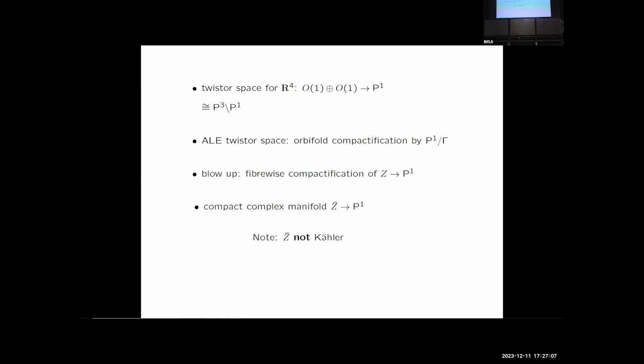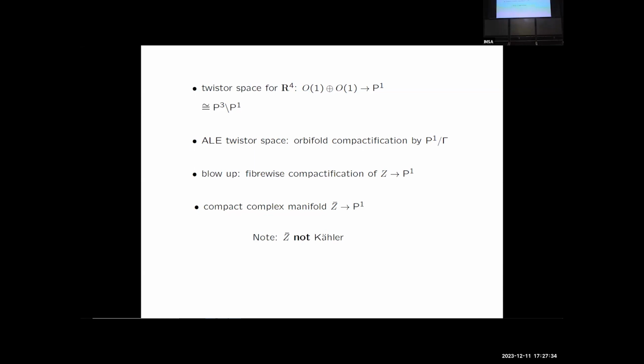So basically, there's an orbifold compactification by this projective line which you put in R4 modulo gamma. If you like, you can think of the R4 as having this conformal compactification to S4, and then the point in twistor space corresponding to the point at infinity is this P1. And then you can blow up the singularities.